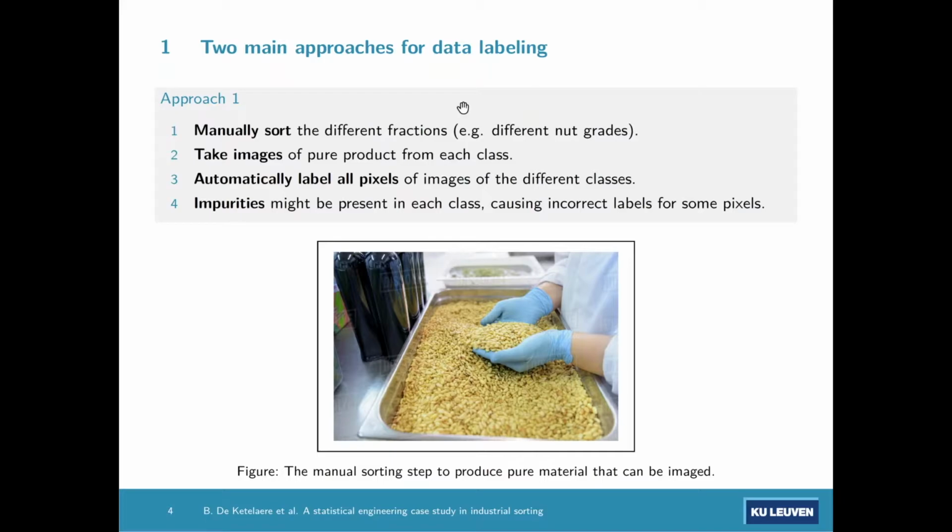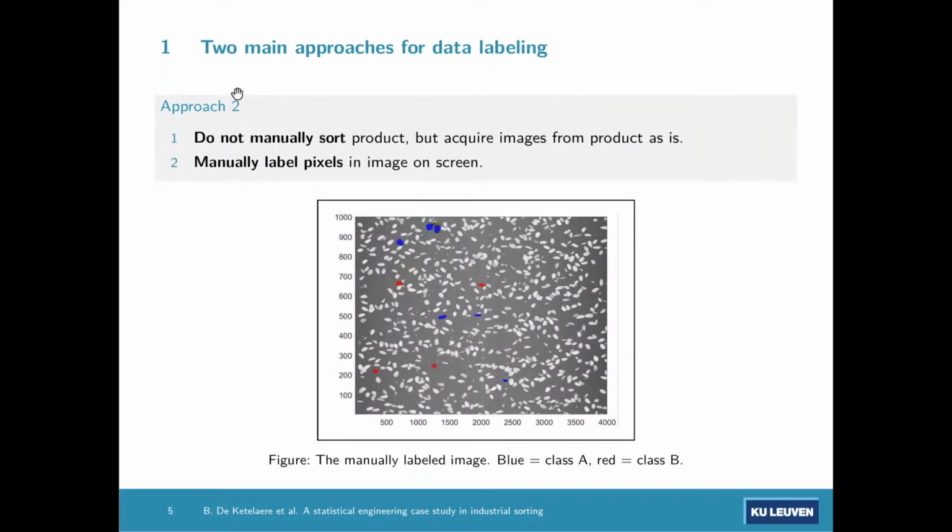Besides this first approach, you also have a second approach. The second approach is to not manually sort the products as such, but to acquire images of the products as is. You present to the camera system your material stream with the different classes being present. Then people start manually labeling those pixels on screen. That's what you see here on this image. It's an image of grain kernels. In blue, you see some of the pixels that are labeled, let's say, for class A grains, and the red ones here are for class B kernels. It's also a manual operation, and it's done completely on screen. So those two approaches are what people classically do in this industry.